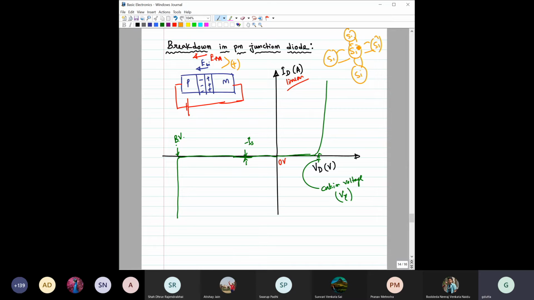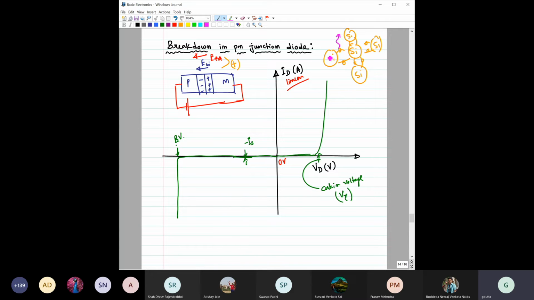This is bonded with covalent bonds. So basically these are electrons, right? These are covalent bonds. Now once this electric field exceeds the breakdown electric field of the silicon, then what will happen? These electrons in the covalent bonds will not be bound anymore.